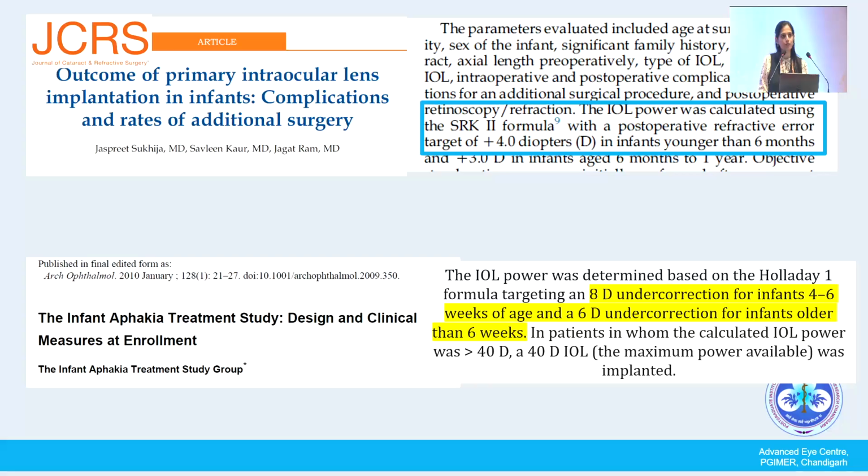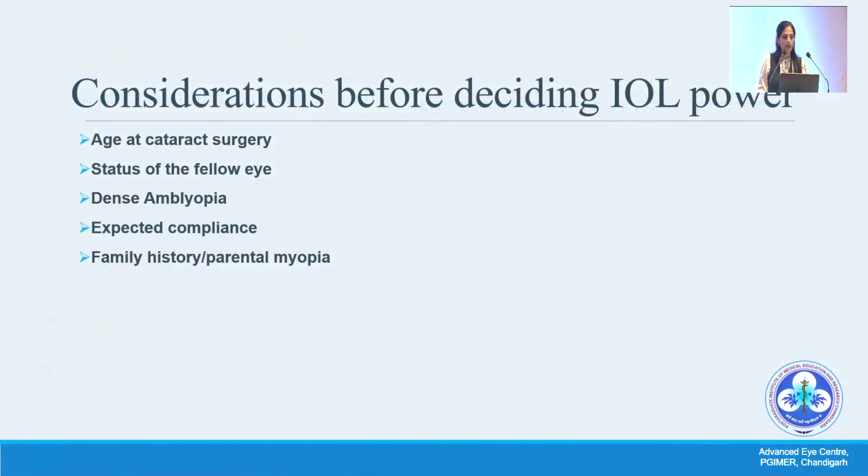For a unilateral, you want to keep a little lower. So you have to consider the age at the time of cataract surgery. You have to know what the fellow eye is. If there's dense amblyopia and you have a unilateral cataract, a high hyperopia might not be a very good option. You have to look at the compliance of the parents for follow-up, for contact lenses, and in this era, we have a lot of parents with myopia, so we are expecting a more myopic shift.